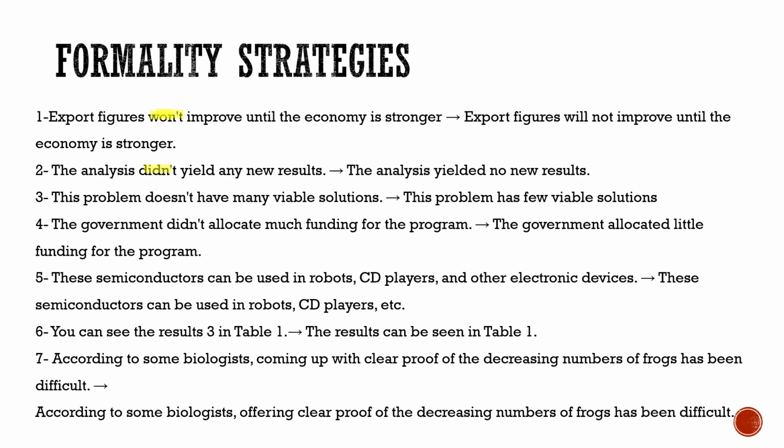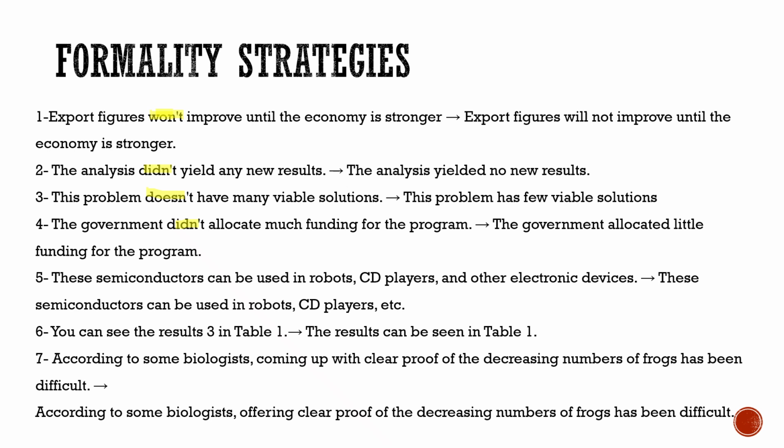Won't, didn't, doesn't, and didn't can be replaced with the full forms will not, did not, does not, and did not. And here, what we call weak negative structures, such as didn't yield any, doesn't have many, didn't allocate much funding, can simply be replaced by positive formats of the verbs: yielded no results, has few variables, allocated little funding.